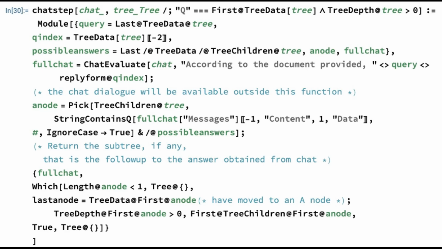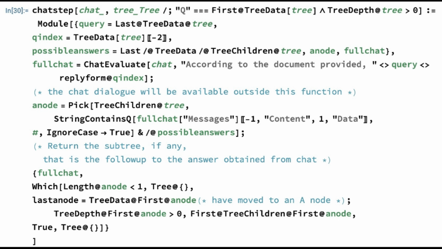Here is the chatstep function. It receives a tree with a question node at its root. It sets up the LLM prompt by looking at the local properties of the tree node it was given. Especially, it looks at the possible answers. It receives the LLM response and then prunes the tree according to what was received.